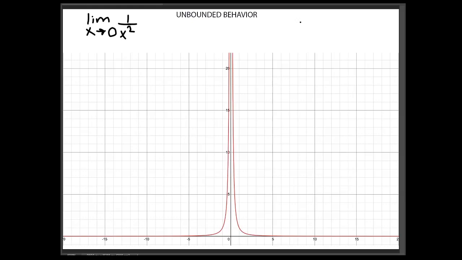Hello everybody, so for this video I'm going to be teaching about limits that don't exist. So the three types are unbounded behavior, oscillating behavior, and behavior that differs from the left and from the right.